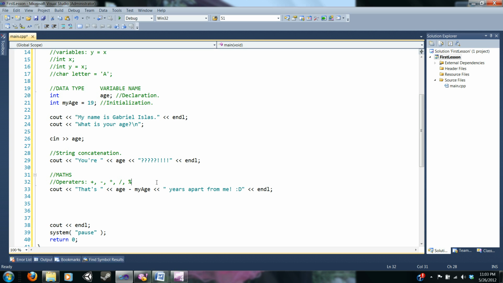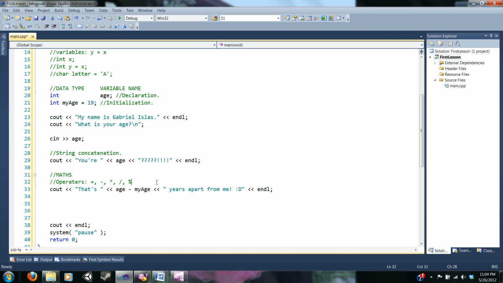A modulus is basically division, except instead of giving you the answer in division, it gives you the remainder of the two numbers. So if you were to divide two numbers and their remainder would be zero, then the answer would be zero. Or if you divided the two numbers and their remainder was one, then you'd get one, and so on. And that is basically how that works.